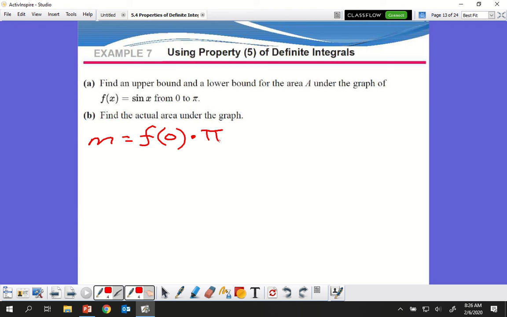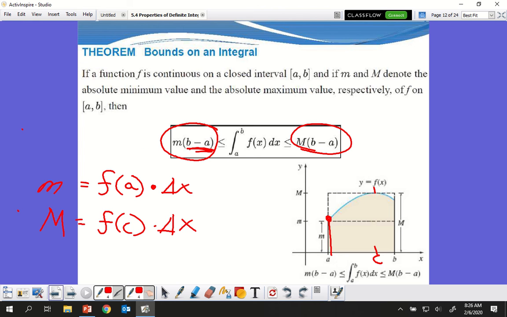And then my max is going to be pi halves, so f of pi over 2 times delta x, which is pi. All right, so I know that if I were to do this, I have a left bound and a right bound, like we have right here, and then the function is somewhere in between.